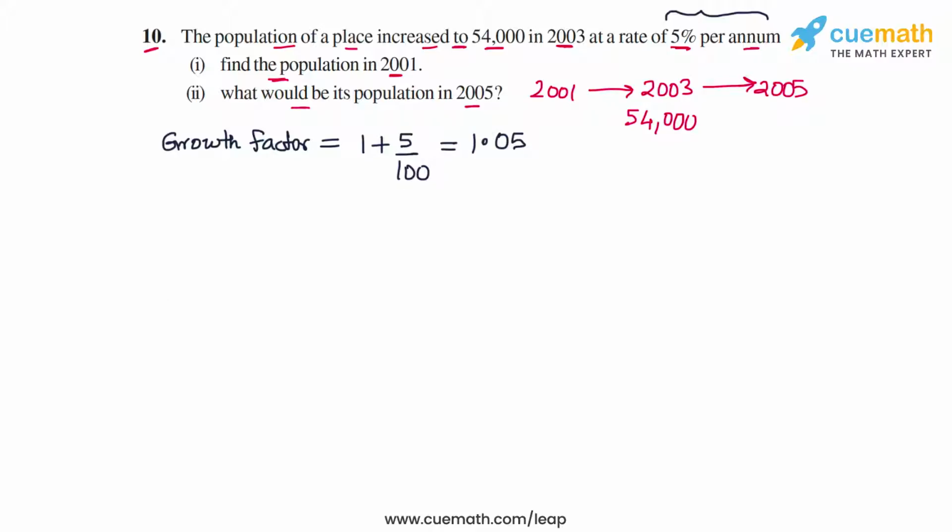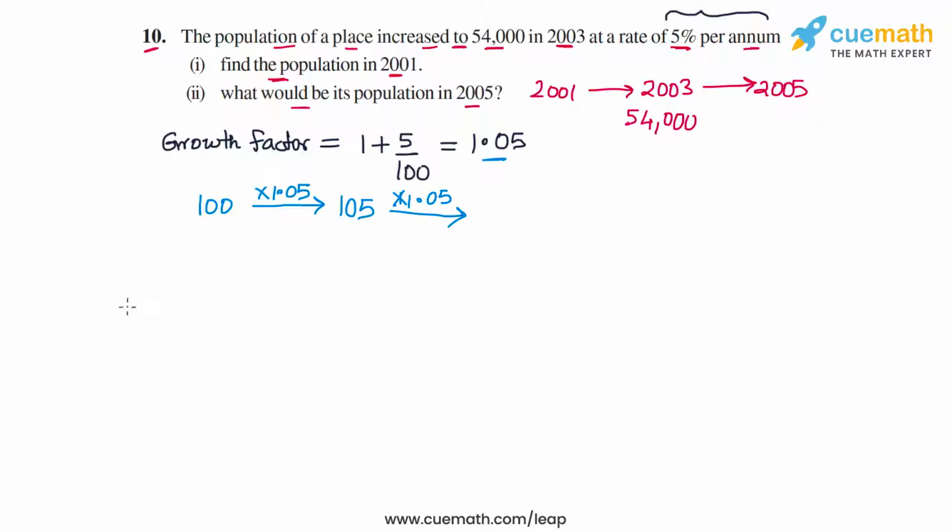So what this means is that if you have the population of one year, the population of the next year is simply 1.05 times the previous year's population. For example, if your population this year is 100, then the population next year will be 100 into 1.05, so it will be 105. The population the year after will be 105 into 1.05 and so on. You can find the population for any year.